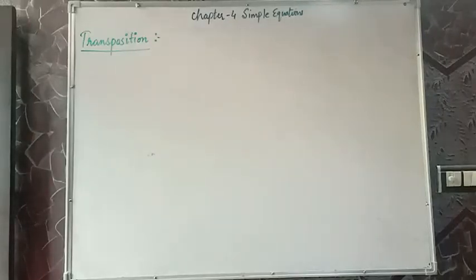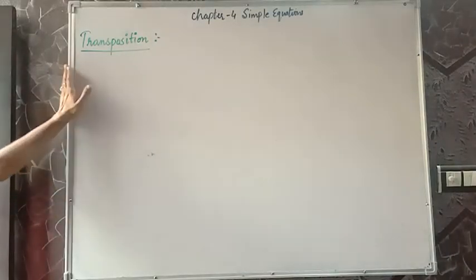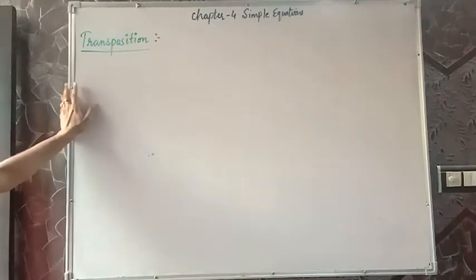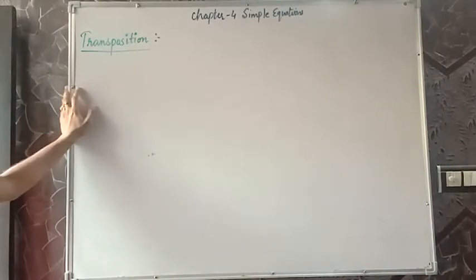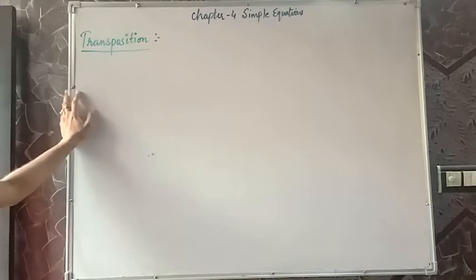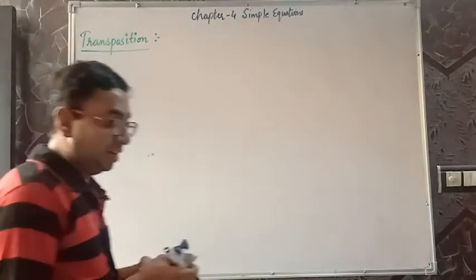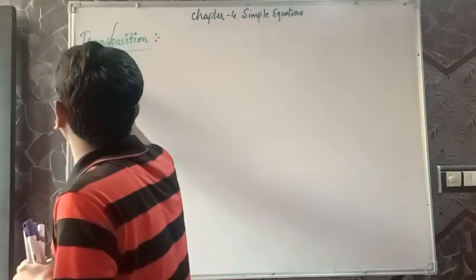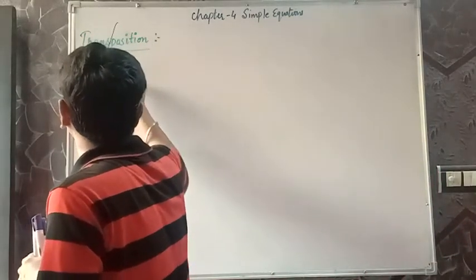Let us start with the next class of simple equations. Yesterday, if you remember, we did the hit and trial method, which was a very conventional method of solving any equation. Today, we'll be doing the easiest method of solving any given linear equation. That is the method of transposition. Transposition means transfer the position.